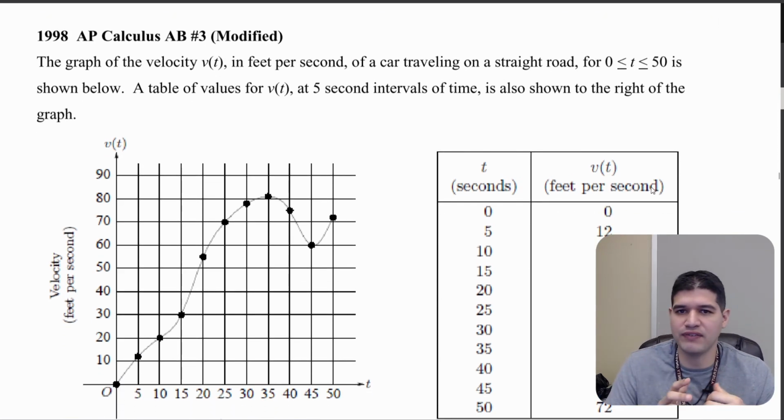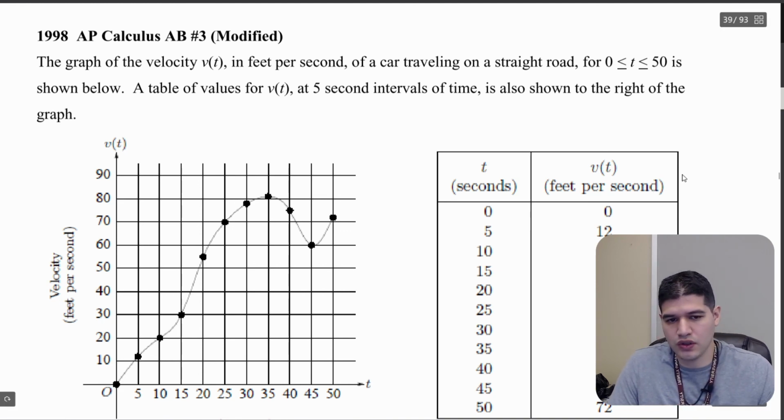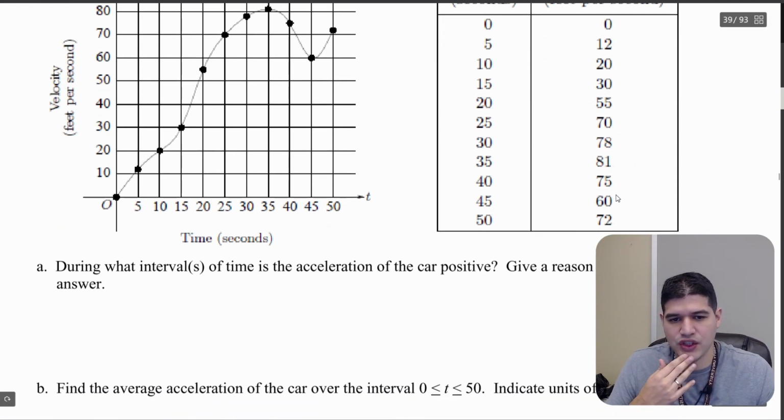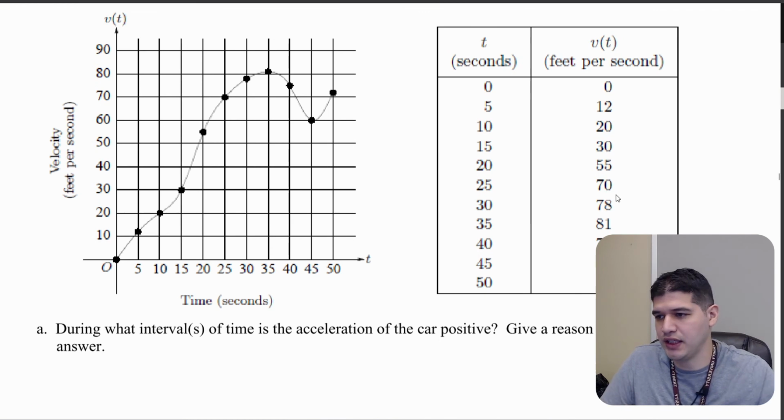This is a modified version from the 1998 AP Calculus exam, but we're going to be given some sort of graph over there, and we're also going to be given a table, and this is all related to velocity. Okay, so in our first question, it says, during what intervals of time is the acceleration of the car positive? So when is acceleration positive?